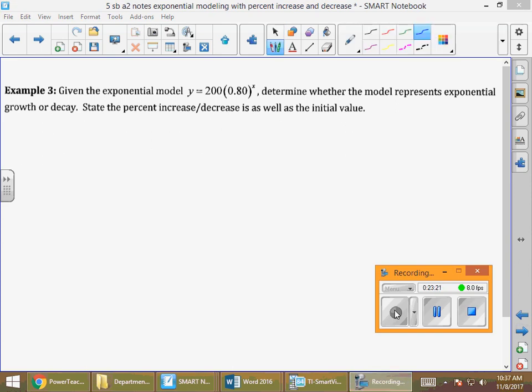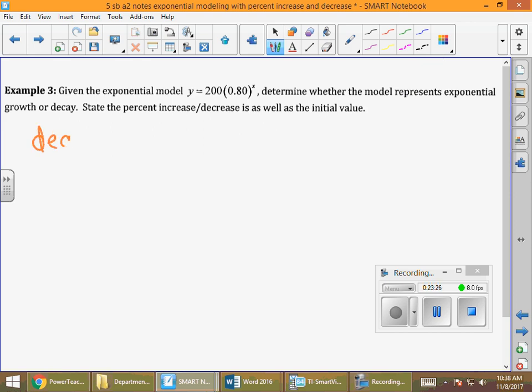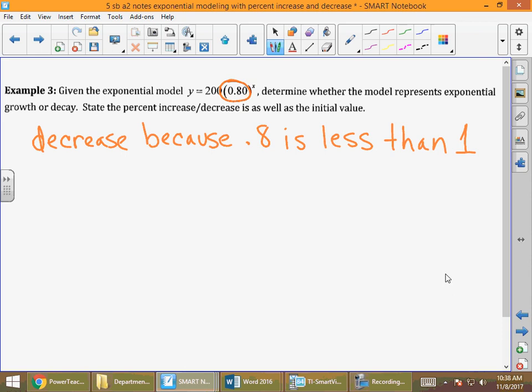Well, this problem is a decrease. And the value that we're looking at is this 0.8. And it's a decrease because 0.8 is less than 1. So it's going to be decay. Should have written decay. But decrease, decay, they go together.